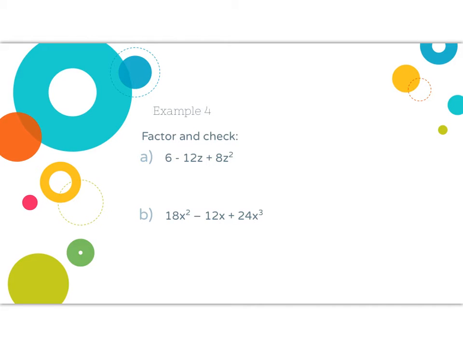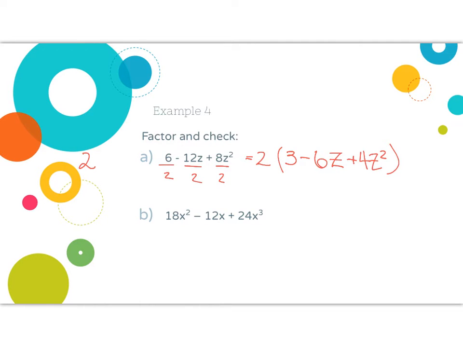Okay, I'm just quickly going to do these. What I'd like you to do is pause the video and factor out the greatest common factor in each of these and double check your work. So in A, the greatest common factor looks to be a 2. There's no variable on 6, so I can't divide by a z as well. So 2 out front, I'm going to divide each term by 2. I'm left with 3 minus 6z plus 4z squared, just dividing those coefficients.